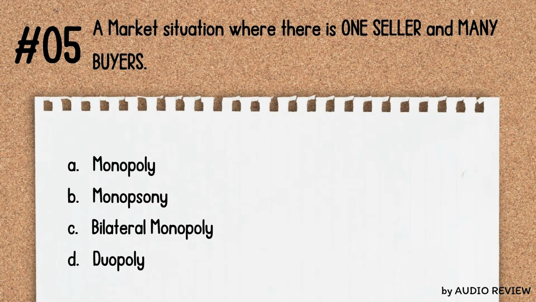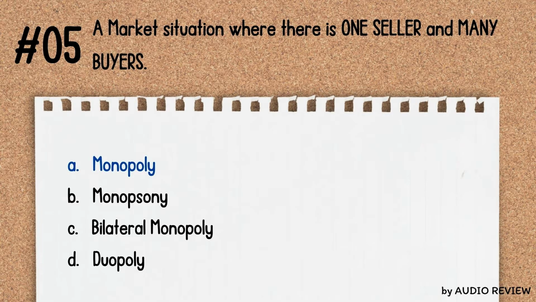Question number 5. A market situation where there is one seller and many buyers. A. Monopoly. B. Monopsony. C. Bilateral monopoly. D. Duopoly. The answer? It's A. Monopoly. A market situation where there is one seller and many buyers is a monopoly.